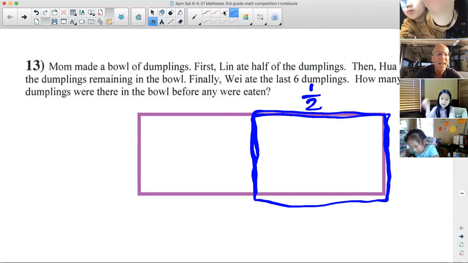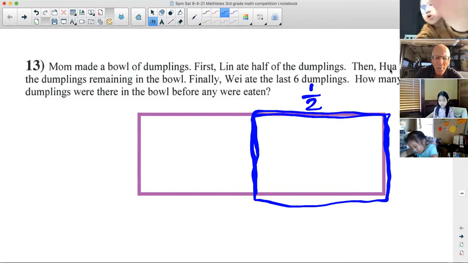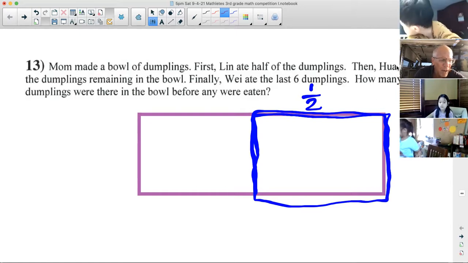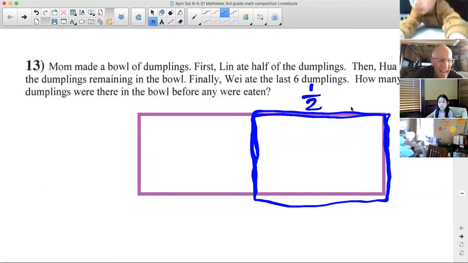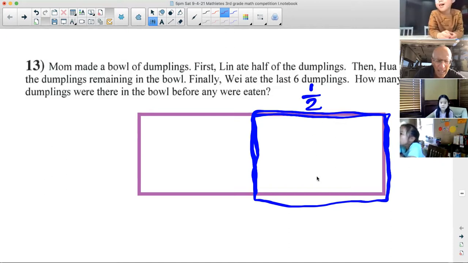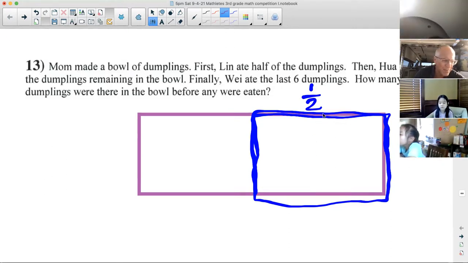Now, another person, Hua, ate half of the dumplings remaining. Oh. Jason, do you have a question, buddy? Raise your hand, honey, if you have a question. That would be great. So anyway, guys, Hua ate half the dumplings remaining. So what should I draw inside the blue rectangle?